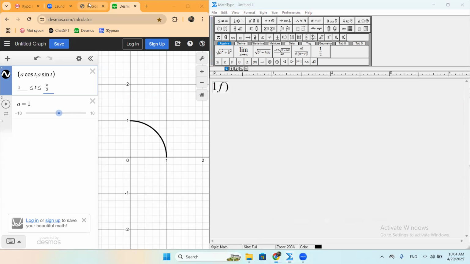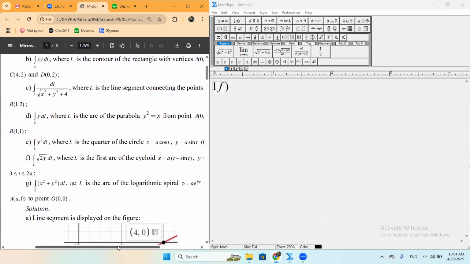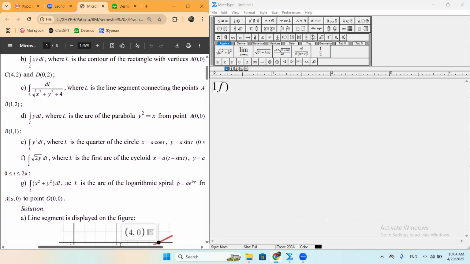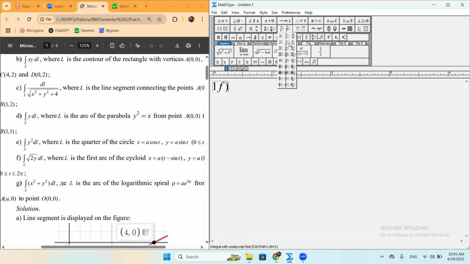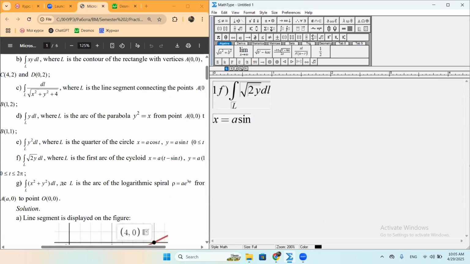Okay, let's move next. So 1f. The next integral: integral of 2 square root of y, and L is the first arc of the cycloid. x equals a multiplied by t minus sine of t, and y equals a multiplied by 1 minus cosine of t.